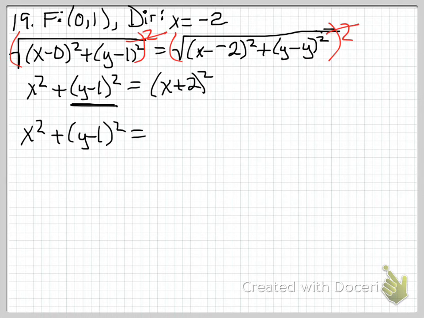Okay? And that equals, now we're going to expand out the binomial x plus 2 squared. And like I say, you could do that in the FOIL method. You could use your Punnett squares if that's what you wanted to do. You could use our shortcut, which is a squared plus 2 times a times b plus b squared. And that's what I'm going to do. Okay, we're going to first take the first term and square it, so I get x squared.